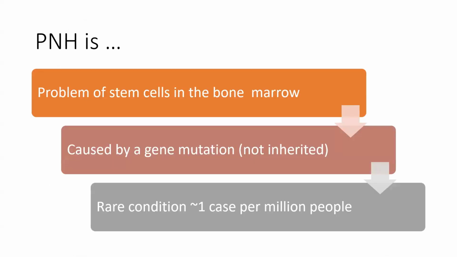And the problem starts with the stem cell in the bone marrow. And I'll show you what that problem is and what it does consequently. It is caused by a single gene mutation, we now know. And this is not a gene that you inherited. It's just by chance, by luck, that you got this. And it is a rare condition, so we estimate that you get about one new case per million individuals per year. So relatively speaking, this is a very rare condition.